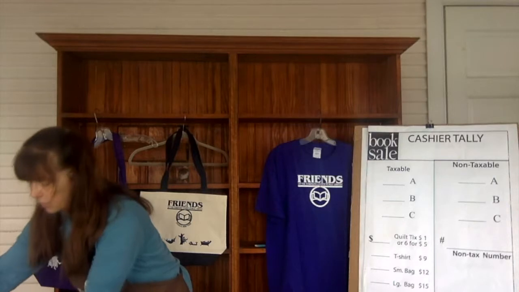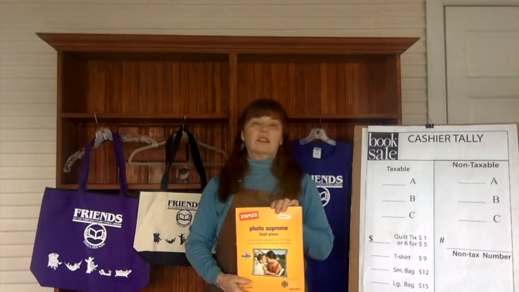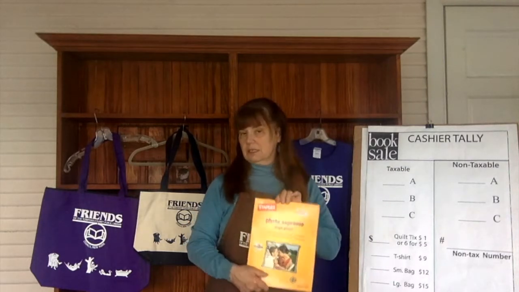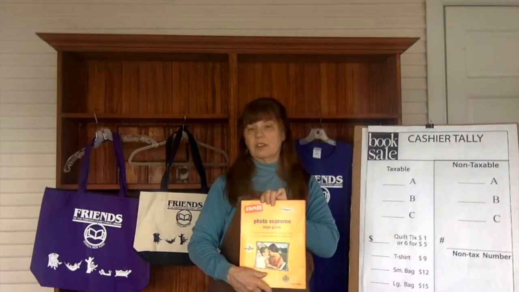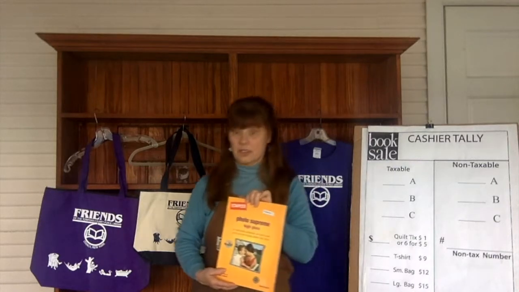And then one last thing we have is strange stuff. This is photo paper. It will be marked category A. It's a box of, I should show you the side. It's a box of photo paper. So there will be miscellaneous items like these. Look for the sticker.